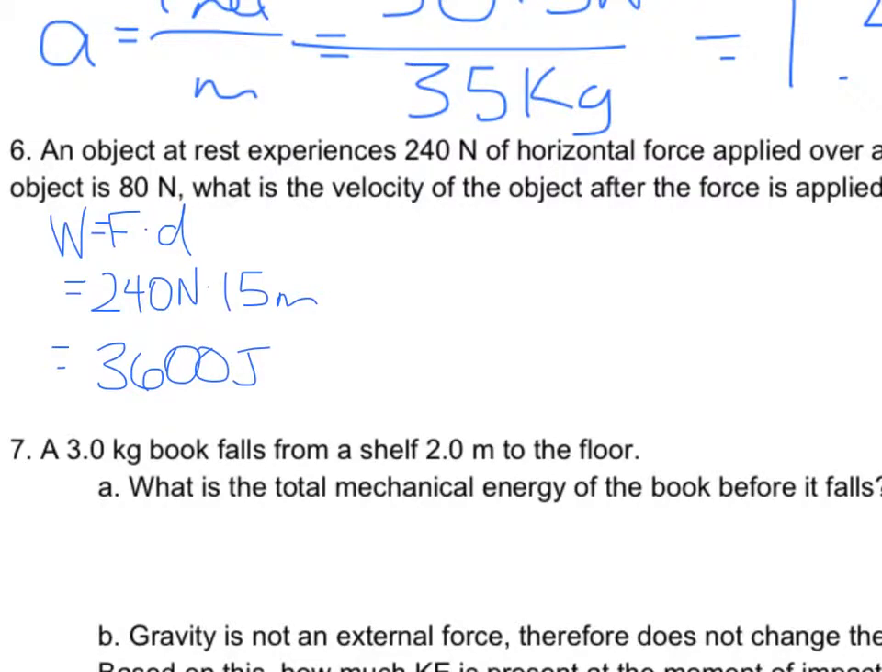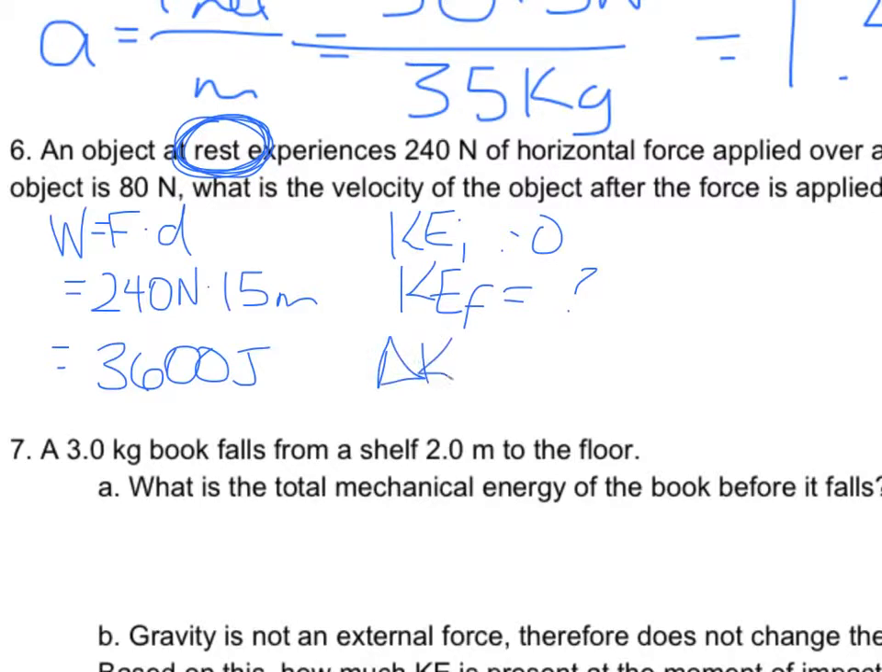The other thing that I notice is that we're asked a question about velocity, and the easiest way to relate work to velocity is in a change in kinetic energy. So the amount of work that's been done represents an increase in kinetic energy. Our object had started at rest, so the initial kinetic energy is 0. We are interested in finding out what the kinetic energy is at the end, and we know that the change in kinetic energy is the work that's been done, 3,600 joules.